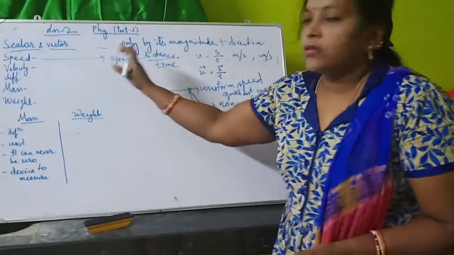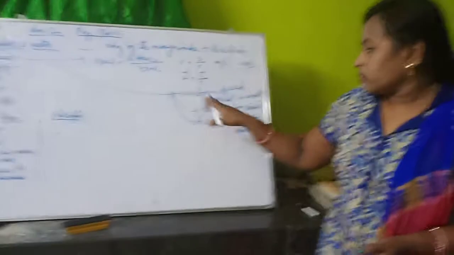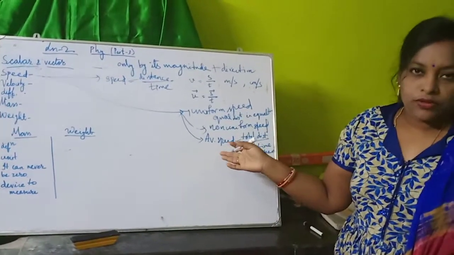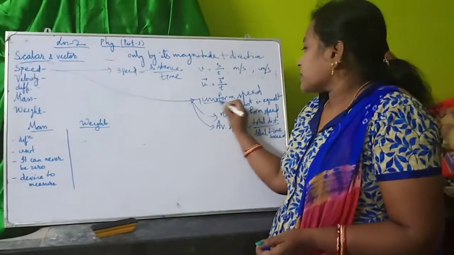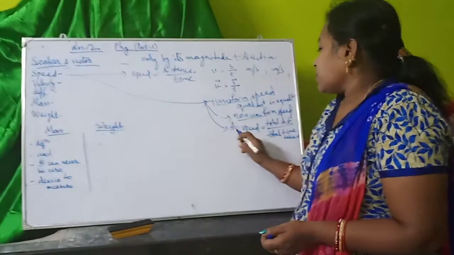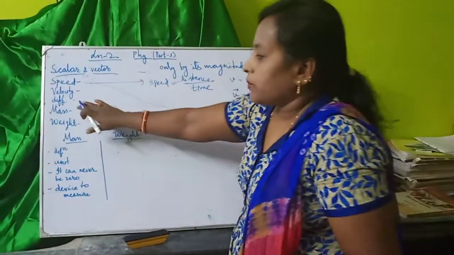Similarly, velocity also has different categories: uniform velocity, non-uniform velocity, average velocity. So whatever speed or velocity is asked, you should understand the meaning of uniform, non-uniform, average. Then you can define. Next comes mass.